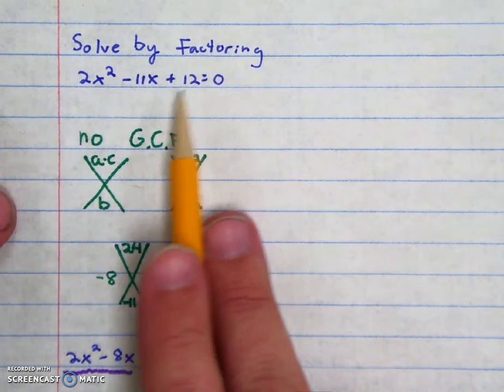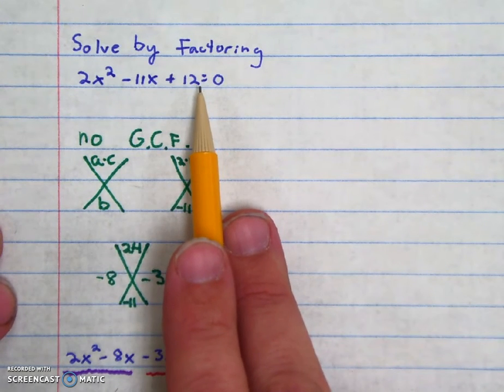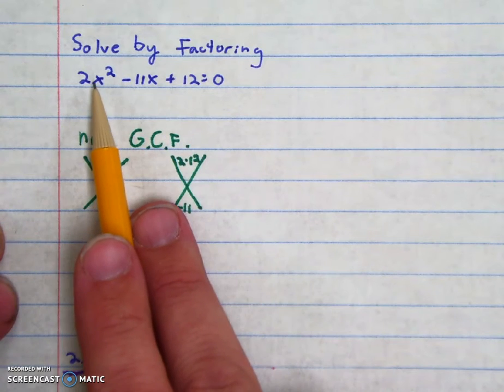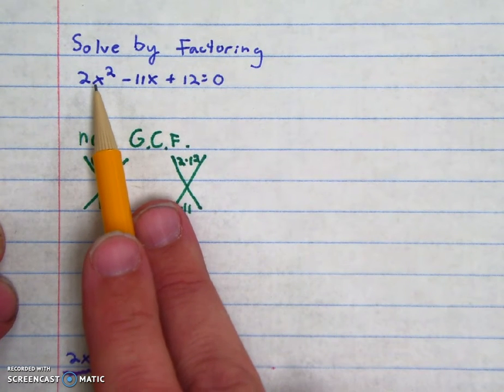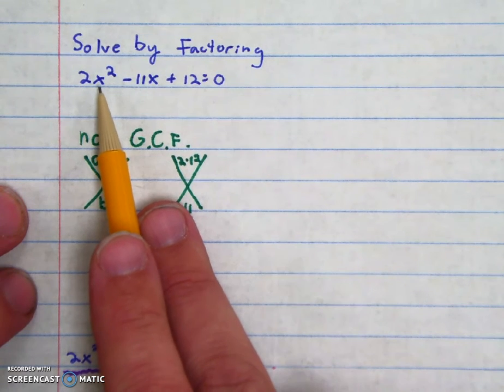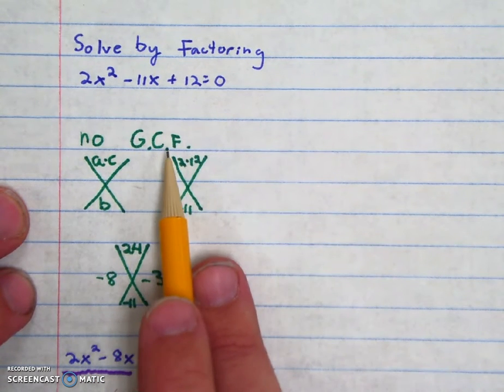Ladies and gentlemen, I don't know what plus what gives me negative 11, but multiply gives me 12. However, I should notice that there is a leading coefficient of something other than 1 out front. So what I really need to do to factor this is use grouping. Unfortunately there's no GCF that I can factor out, because that is the first thing you should always be looking for.